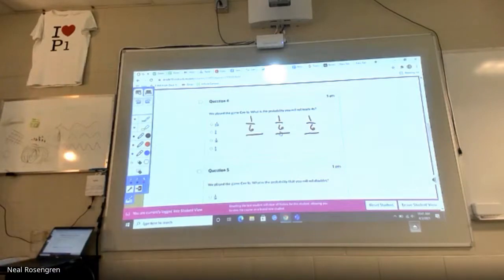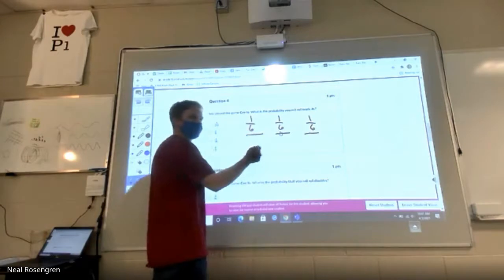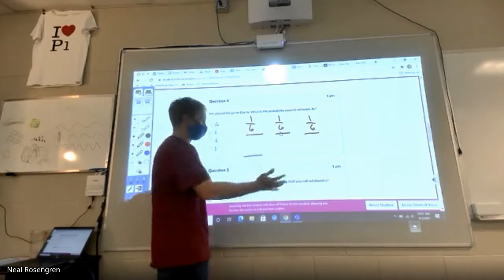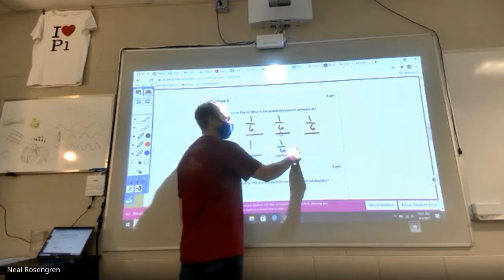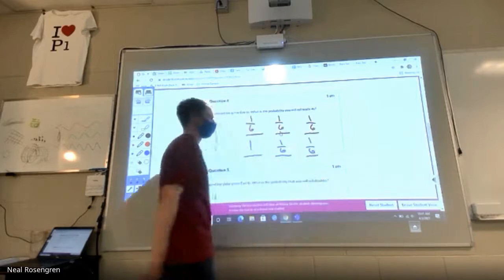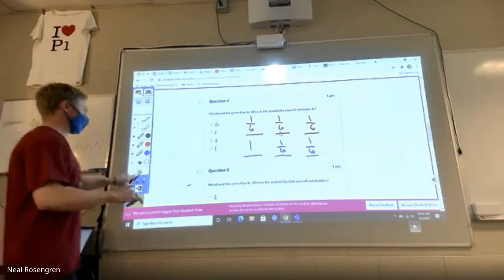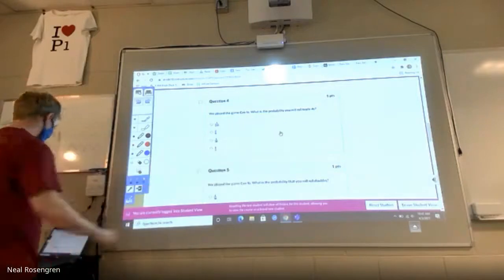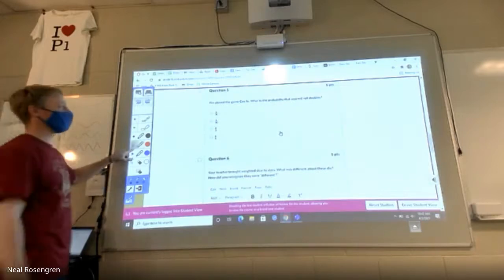Now, if that just said triples, not specifically triple 4s, but just triples, then it doesn't matter what the first roll is, right? Roll a die. I don't care what that one is. But the second one has to be the same, and the third one has to be the same. So if it was just what's the probability of rolling triples, that's just 1 out of 36. But triple 4 is exactly 1 out of 216. And that's probability building. All right, let's see if we can figure this one out.